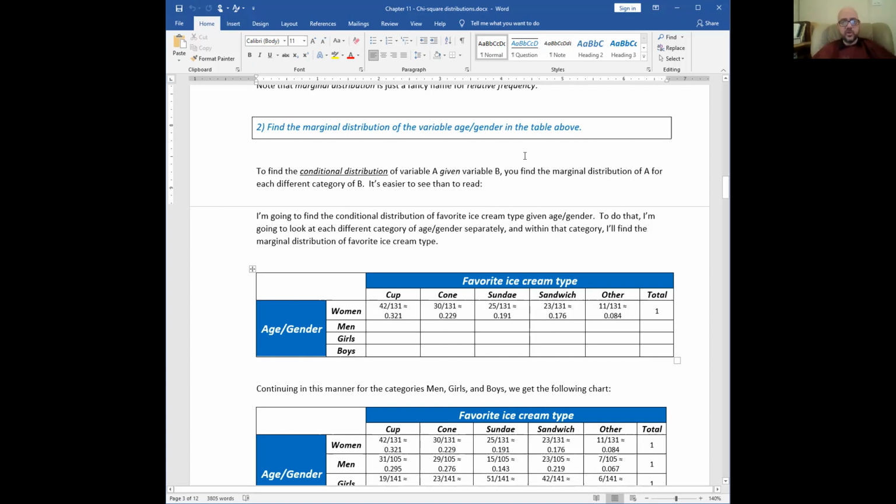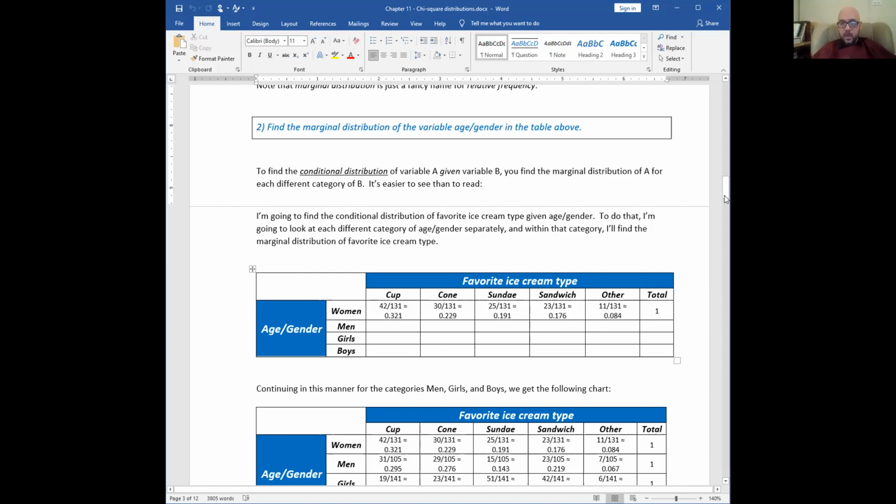So conditional distribution of variable A given variable B, you do all the categories of variable B, and then within that category, you find the marginal distribution. So the marginal distribution of favorite ice cream type given age gender means that I take one value of age gender and find the marginal distribution within that.